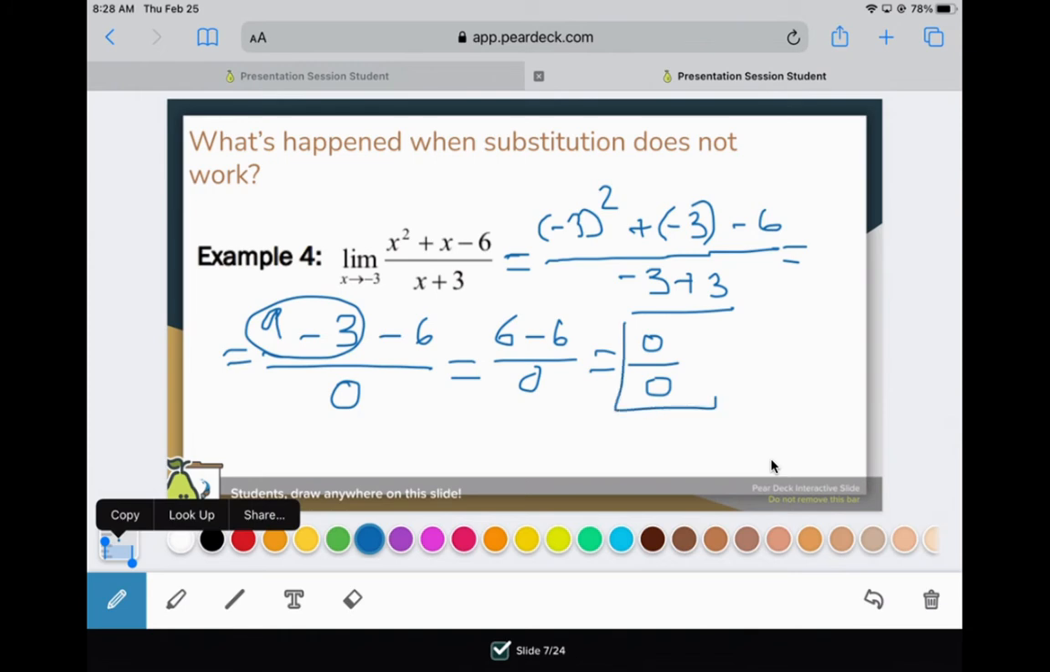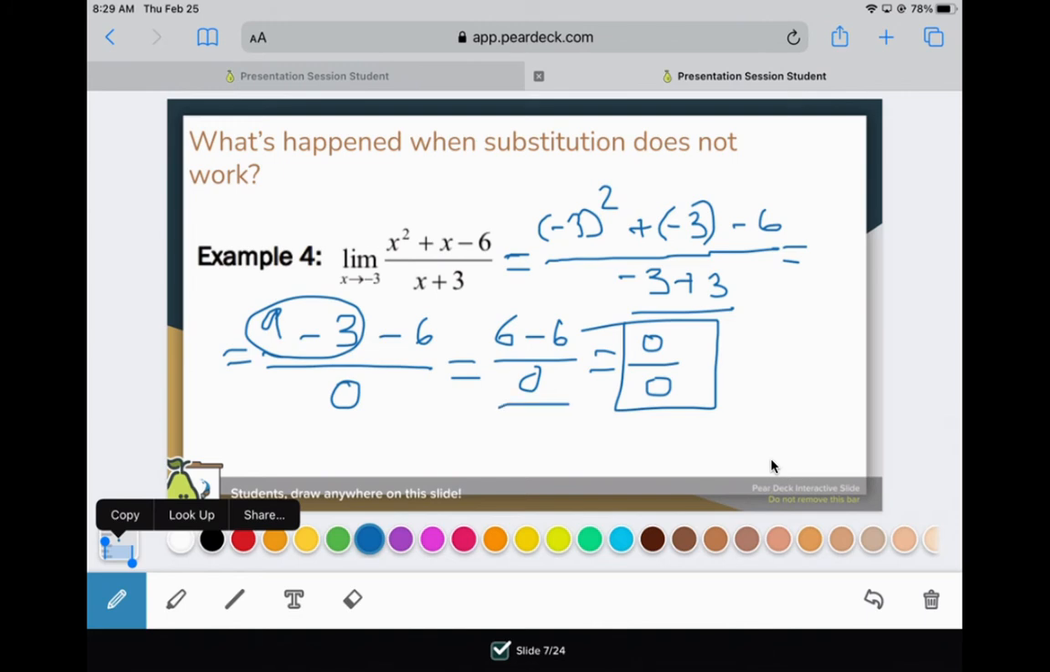So here's the problem. When you do direct substitution, if you run into 0 divided by 0, you don't know what happened here. It's not undefined, and it doesn't mean the limit does not exist. When you have this case, direct substitution is not going to help you, because I don't know what the limit is. 0 divided by 0, I don't know what that is. We cannot divide by 0 anyway.